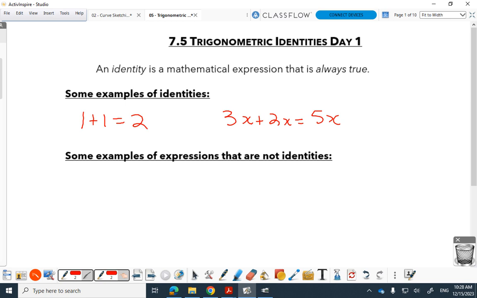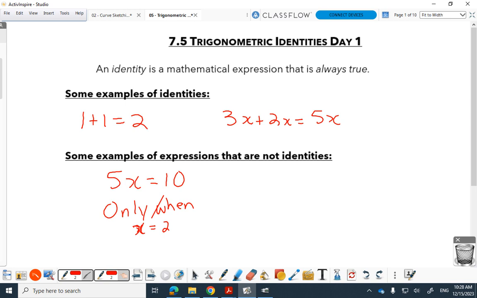Let me write down a mathematical expression that's not always true, and it might surprise you. 5x equals 10 is not an identity. That's not always true. It's only true once. There's only one x value that makes that true, only when x equals 2. So that's the definition of identity: something that's always true. It doesn't matter what x you put in, it's always going to be true that 1 plus 1 equals 2, that 3x plus 2x equals 5x, but 5x equals 10, that's not always true.